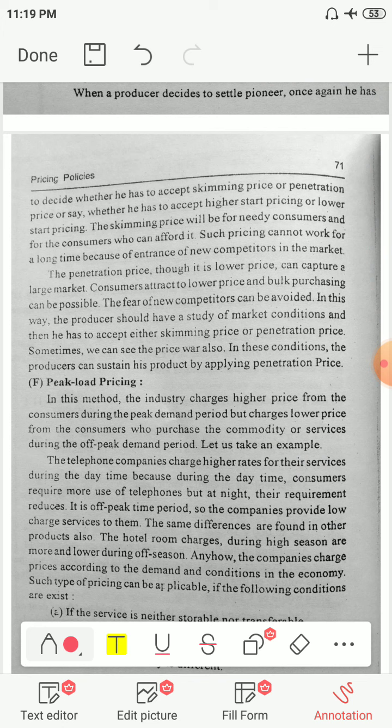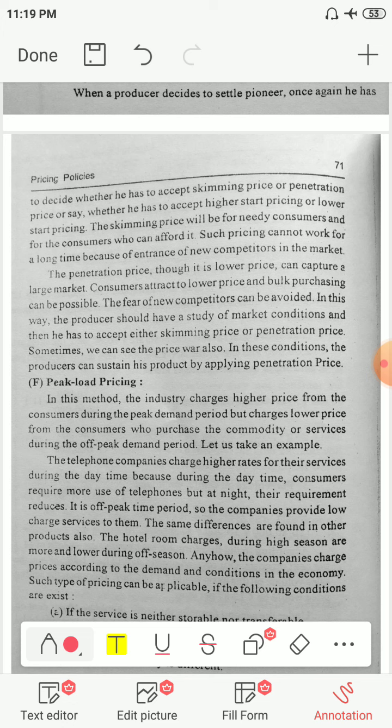The skimming price will be for needy consumers and for the consumers who can afford it. Such pricing cannot work for a long time because of the entrance of new competitors in the market. If you are charging a skimming price, if you are targeting the rich class of people, and if your product is luxury, then you can charge a skimming price, but a skimming price cannot sustain in the market for a long run. In the later stage, anyhow, you have to reduce your price.